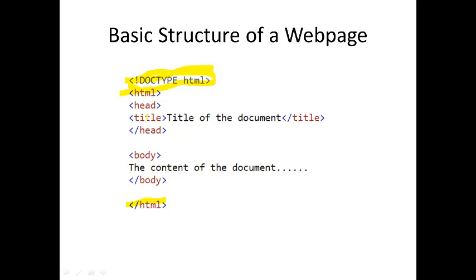Next, within that HTML, immediately after the HTML tag, we have the head tag, which also contains the title. Title will not come as the content of the web page. Title will appear in the title bar or in the search engine. When we Google our website, in the search engine, the title and the description will appear. So the content of the document, or in other words, the content of the web page, will be given in the body tag.